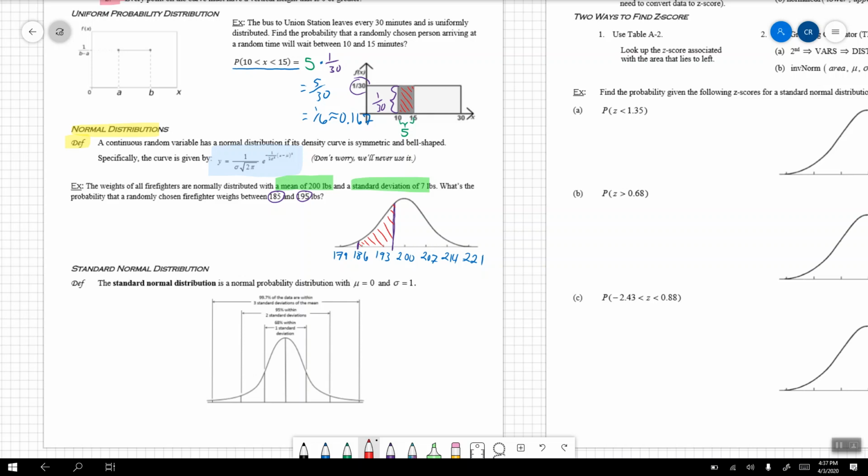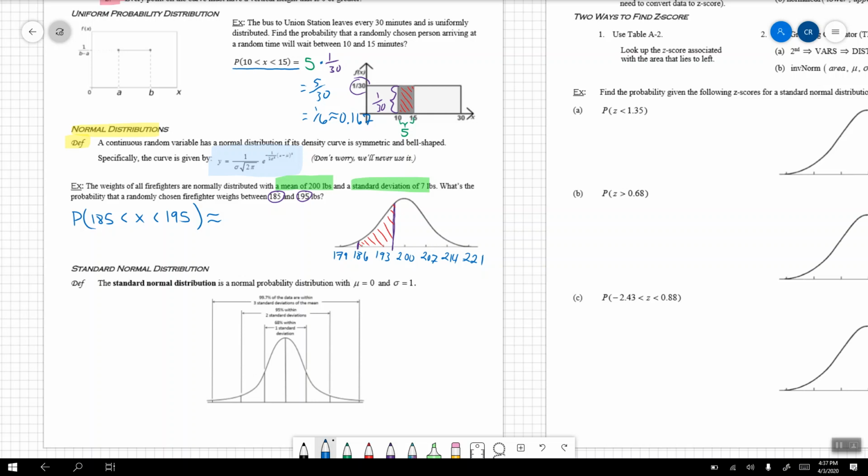So, how do we then interpret this? Well, we interpret it this way. We say the probability that some randomly chosen firefighter will weigh between 185 and 195 pounds is going to be roughly, and then we'll make some sort of estimate.